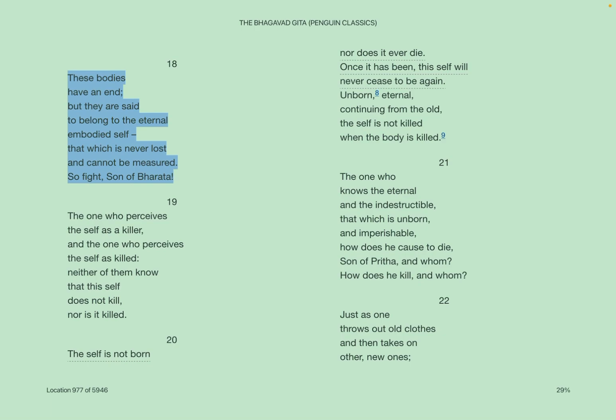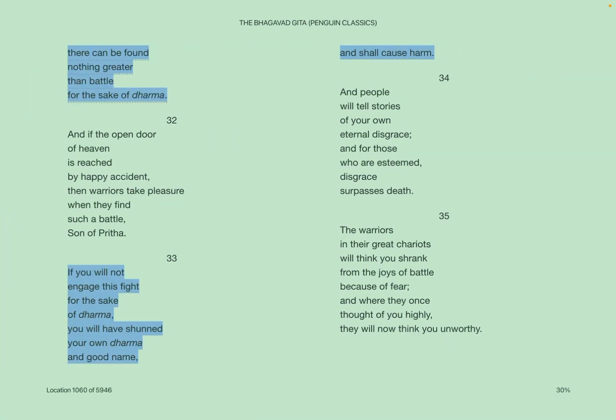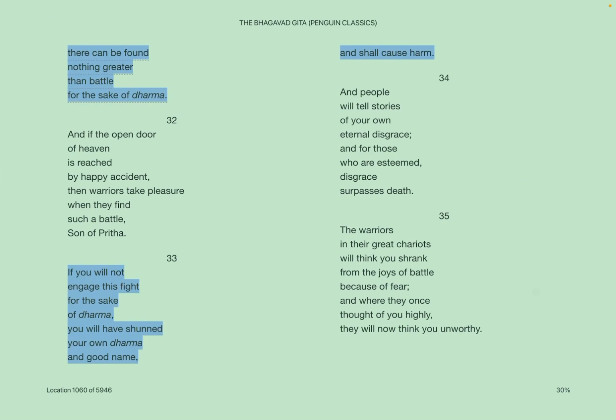This really is kind of the key, right? The warrior's dharma. Let's move on here a little bit, right? For the warrior, he says in stanza 31 here, there can be nothing greater than battle for the sake of dharma. If you will not engage this fight for the sake of dharma, you will have shunned your own dharma and good name and shall cause harm. So it's greater harm for you to not fight than it is to fight, right?